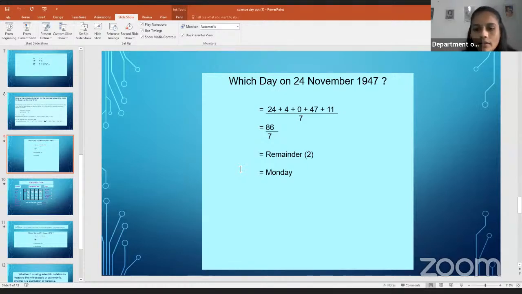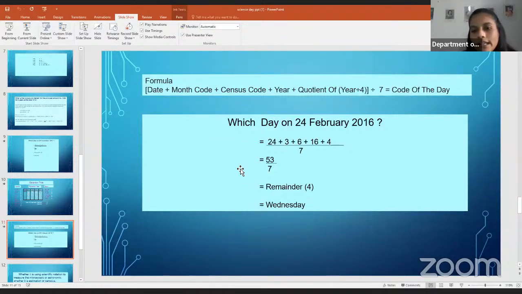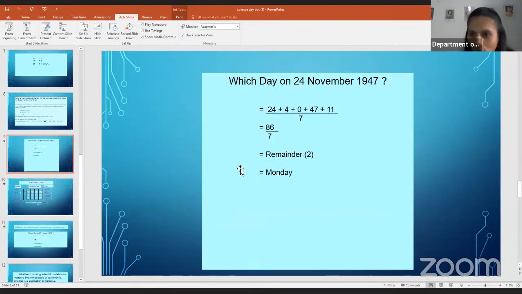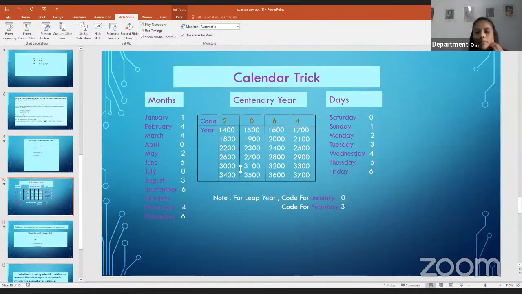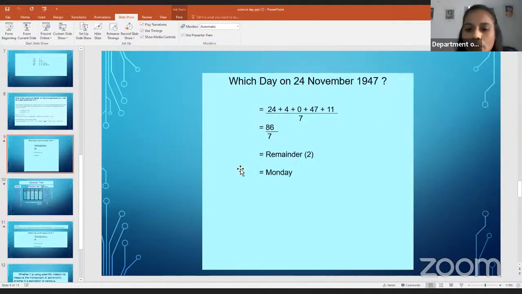Okay. Next, it is year. Now our year is 1947, that means the year is 47, because we have already considered the century. So plus 47. And the next one is the quotient of year divided by 4. When we divide 47 by 4, it will be 11, right? We consider the quotient, which we have got to be 11. And now this is divided by 7.